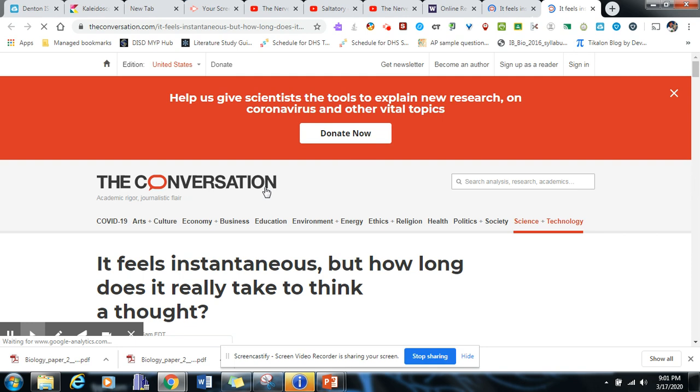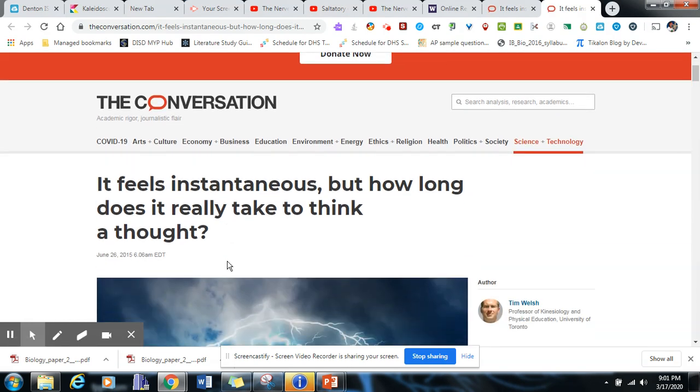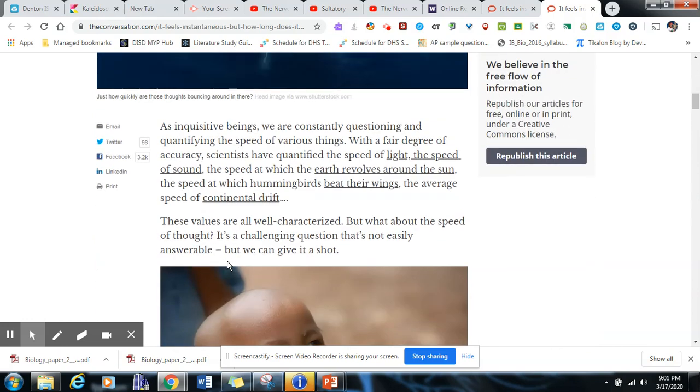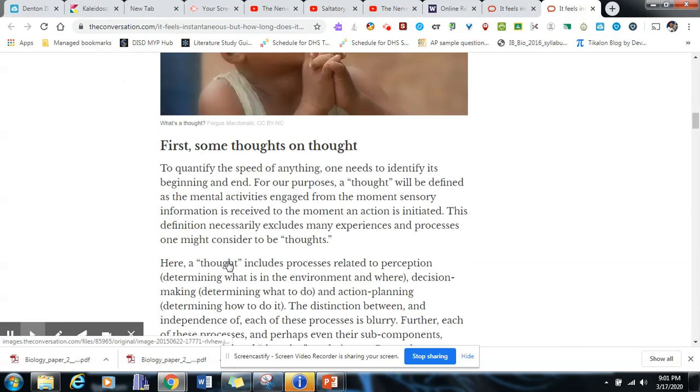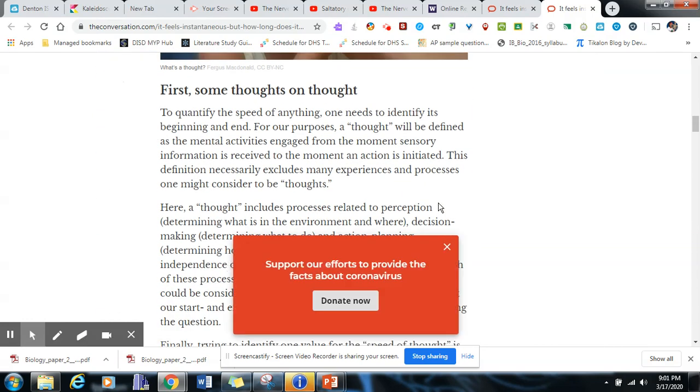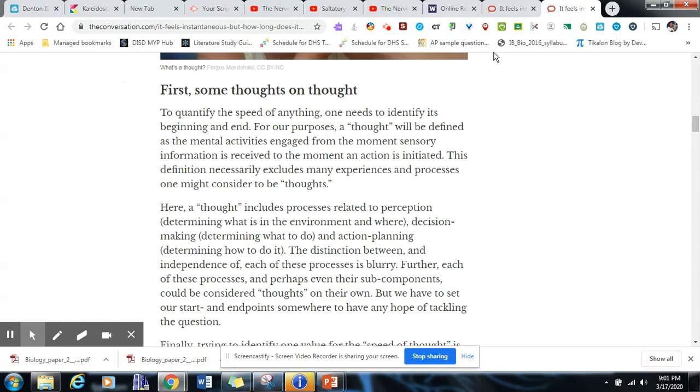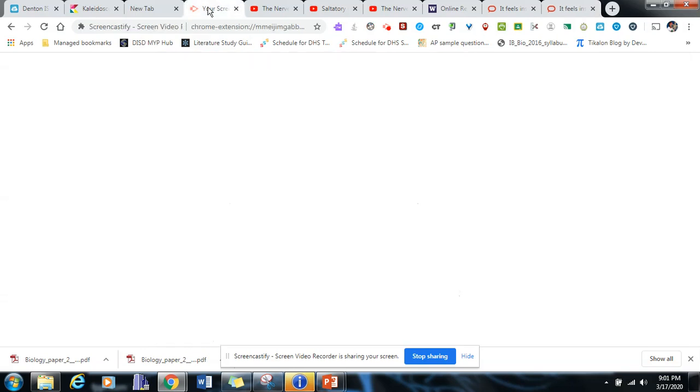If you want to read more about the speed of nerve impulses traveling in your brain, here's a really interesting article about how long it takes to think a thought. So lots of good science and then some guessing in here as well. So that's all I have for us today.